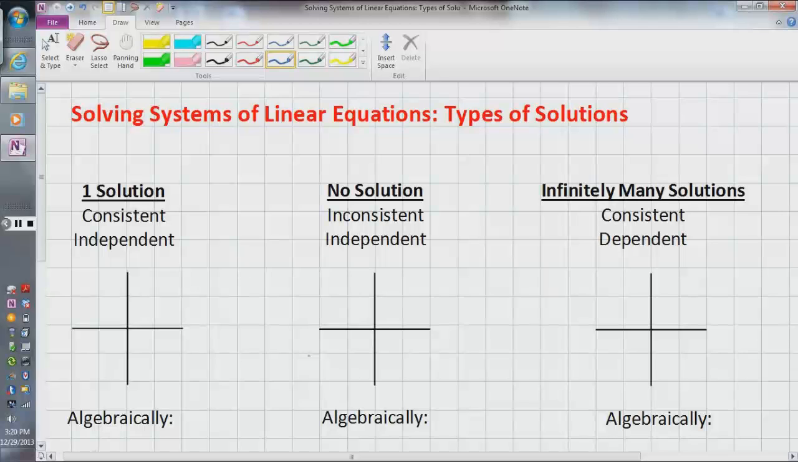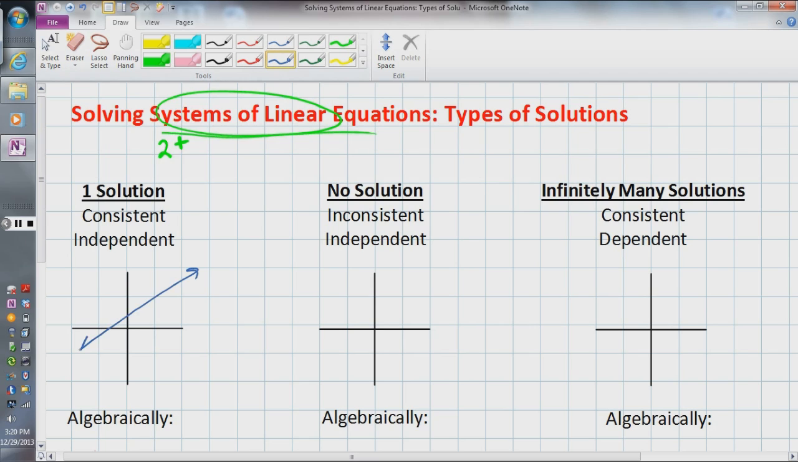In this video, we're going to talk about the different types of solutions you have when solving a system of linear equations. Again, when we talk about systems, what we're really talking about are two or more linear equations.